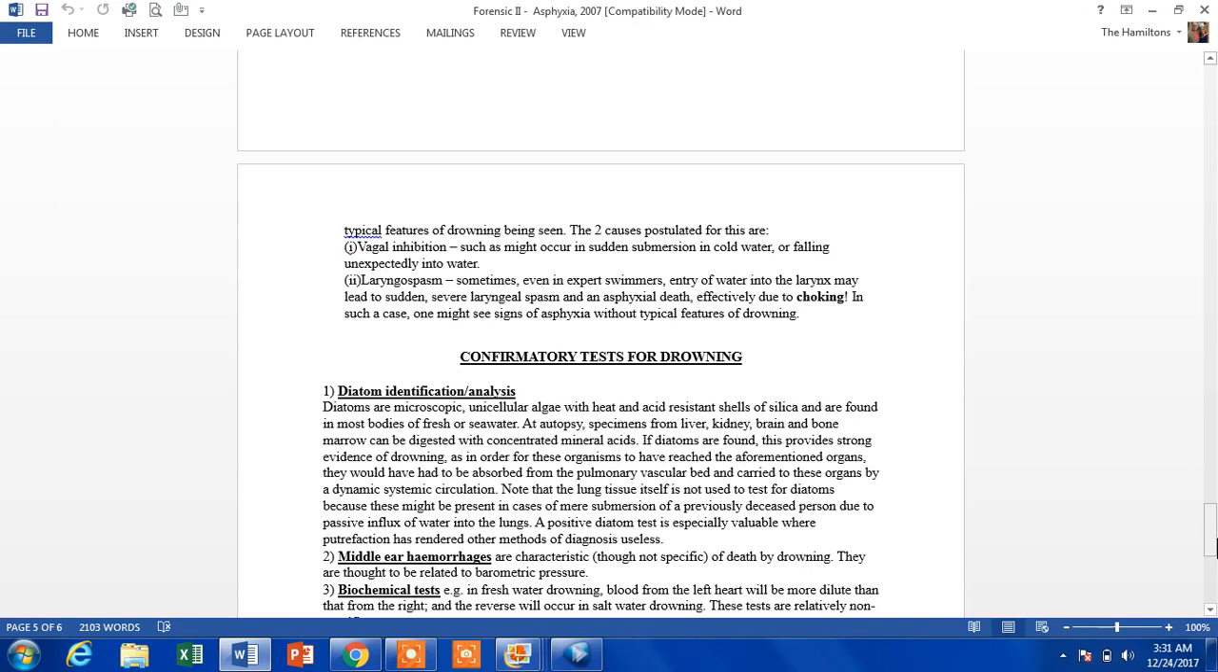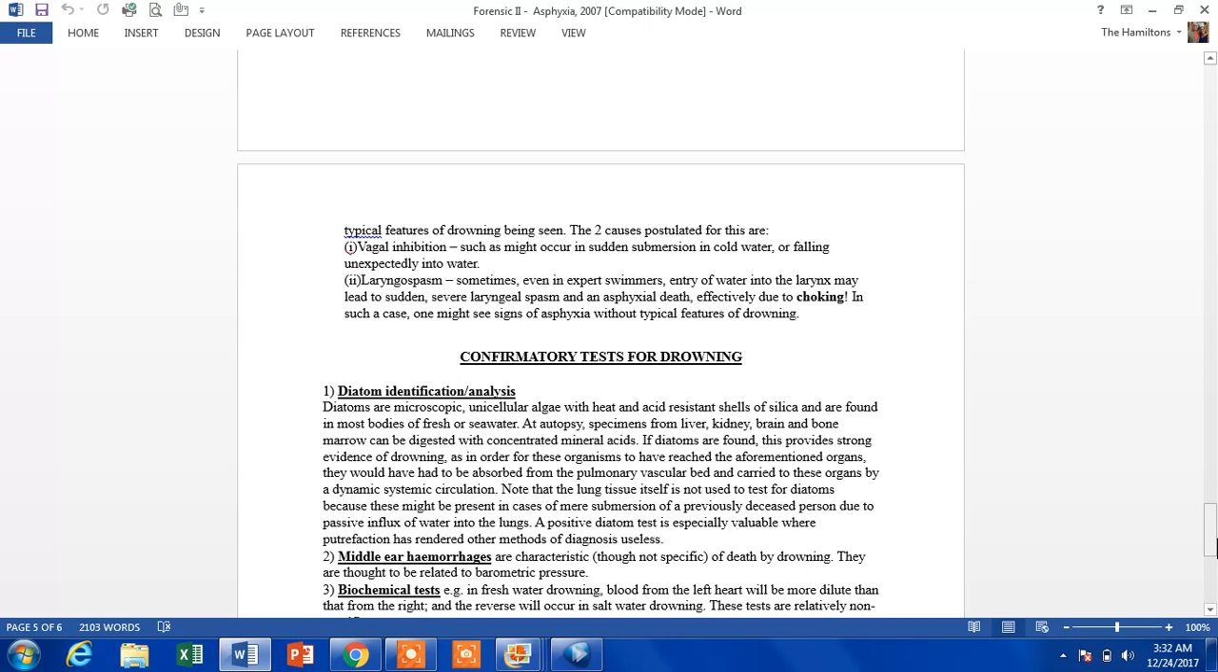At autopsy, specimens from liver, kidney, brain, and bone marrow can be digested with concentrated mineral acids. If diatoms are found, this provides strong evidence of drowning, as in order for these organisms to have reached the aforementioned organs, they would have had to be absorbed from the pulmonary vascular bed and carried to these organs by a dynamic systemic circulation. Note that the lung tissue itself is not used to test for diatoms because these might be present in cases of mere submersion of a previously deceased person due to passive influx of water into the lungs. A positive diatom test is especially valuable where putrefaction has rendered other methods of diagnosis useless.